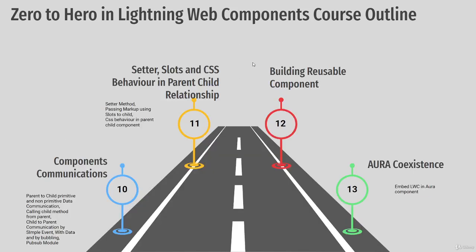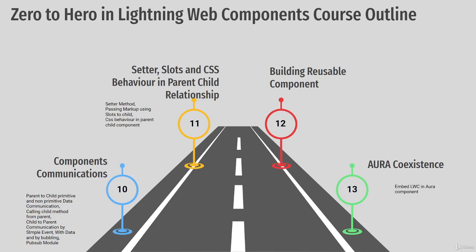Then we will move to component communication. Under this section, we'll see how we can pass the data from parent to child, how we can pass the data from child to parent, how we can pass the data from one independent component to another independent component using the PubSub module. After that, we'll move to setters, slots, and CSS behavior in the parent-child relationship.